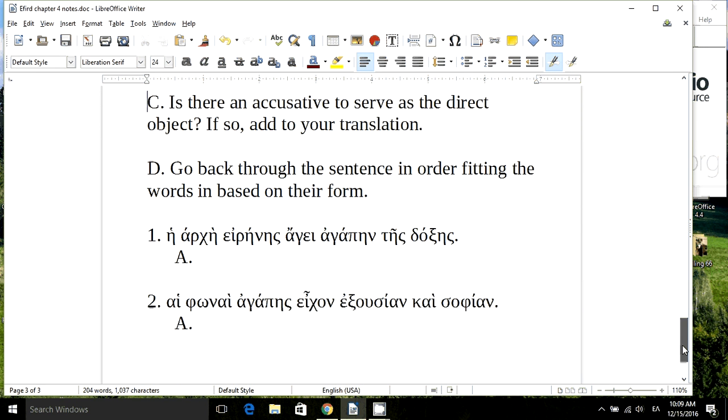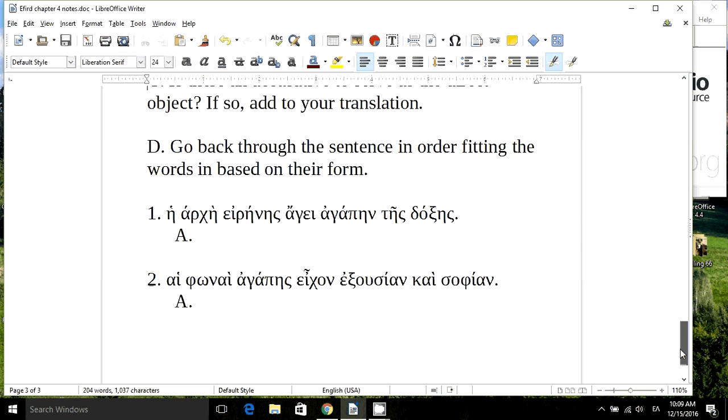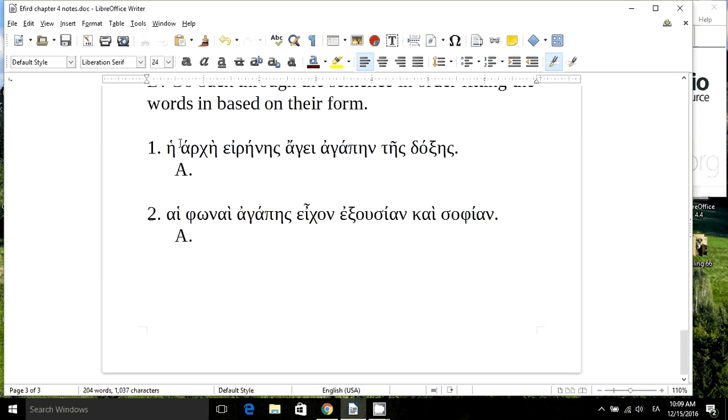So let's do the first two together from chapter 4. I do want you to copy the sentence into your Greek notebook. I want you to copy it in Greek into your notebook. And then you do part A. That's find the verb. So first let's read this together and see if we can find the verb. He arche erenes age, agapen tes doxes.